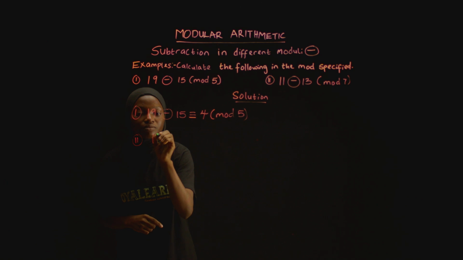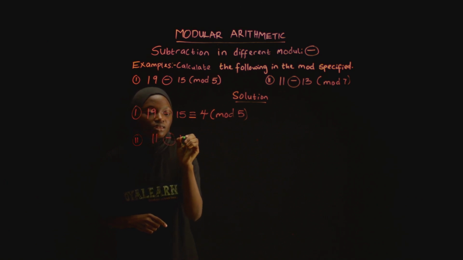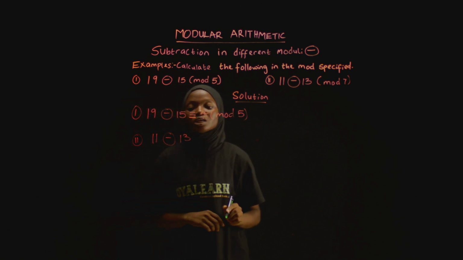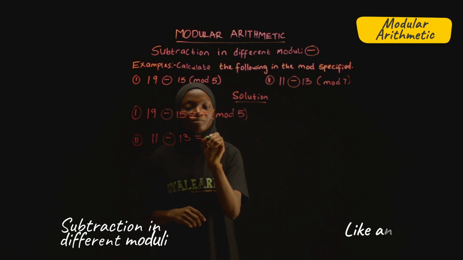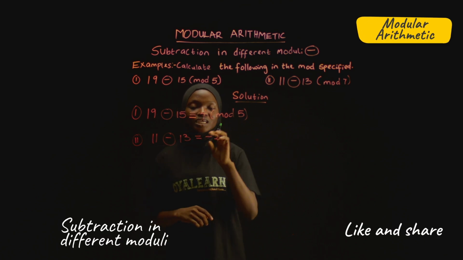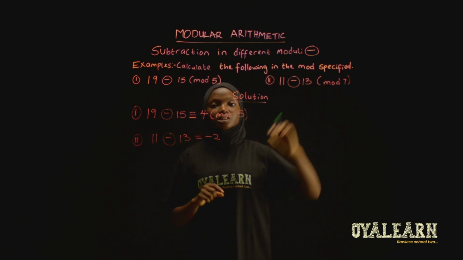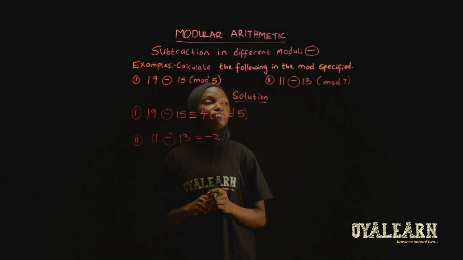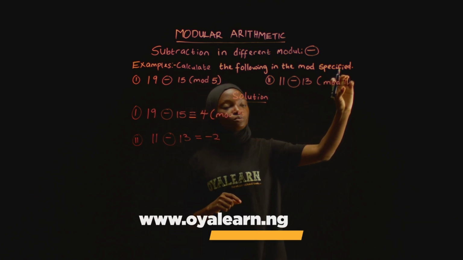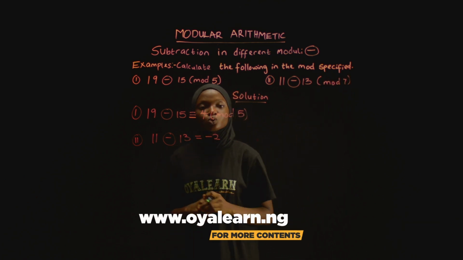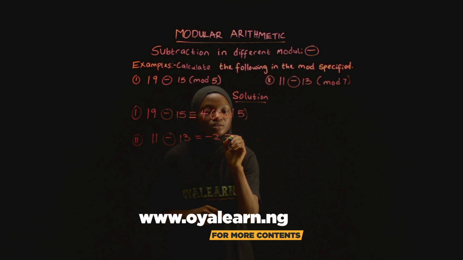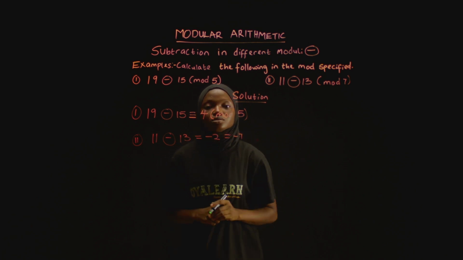The second example, we have 11 minus 13. We subtract normally. 11 minus 13 gives us minus 2, and that's a negative integer. So we convert it to a number we can have in mod 7. To do that, we look for the next multiple of the mod 7 after 2, which is 7. So we have minus 7.